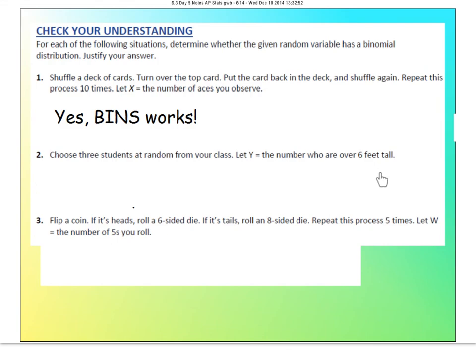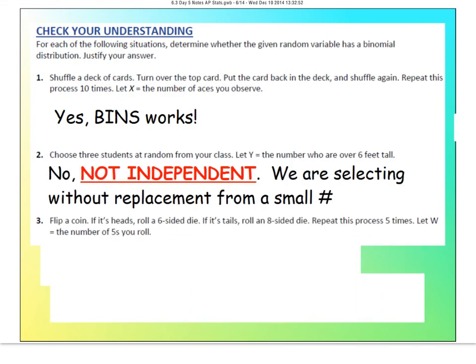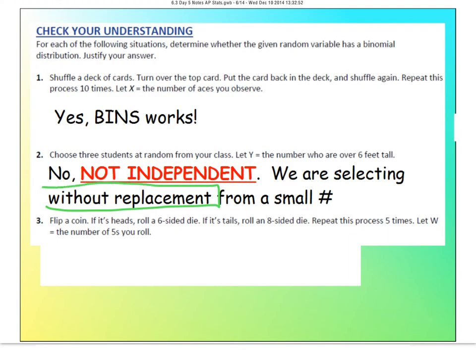Well, you have to be careful here. If you choose 3 students at random, when you choose that first student from your class, they're no longer there to pick from, so your sample size just got smaller. So in this case, the independence is actually broken because we're not replacing the student. So no, it is not independent. We are selecting without replacement, which is the huge issue here, and it's from a small number. So we have an independence issue.